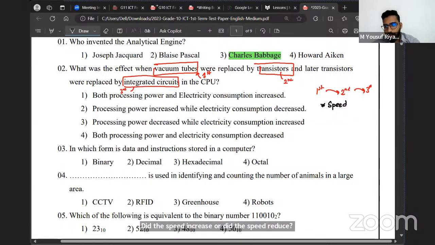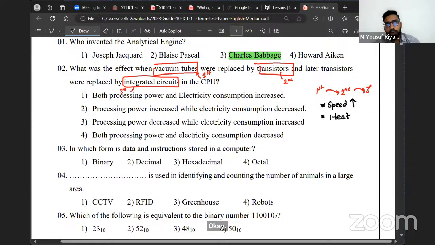Speed means basically processing power. The processing power increased. Fine. Let's talk about electricity power consumption, and price, and what else can we talk about? Heat. No, heat was reduced. Everything was reducing. If you talk about the heat, did the heat increase or did the heat reduce?